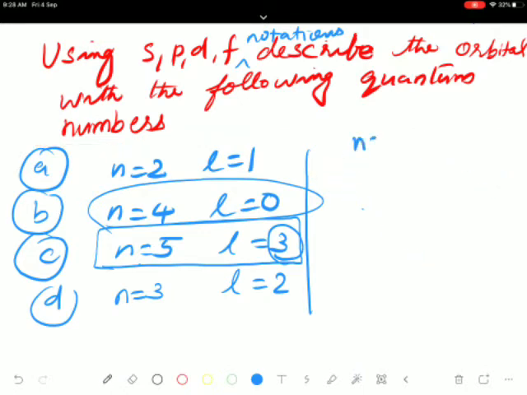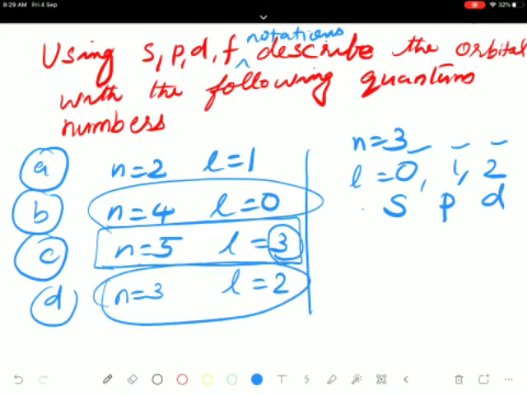When n is equal to 3, L can have three values: 0, 1, 2. When L is equal to 0, s. L is equal to 1, p. L is equal to 2, d. Which is the orbital mentioned? This is 3d. Understood how to make this orbital? Yes. L value 0 is s.